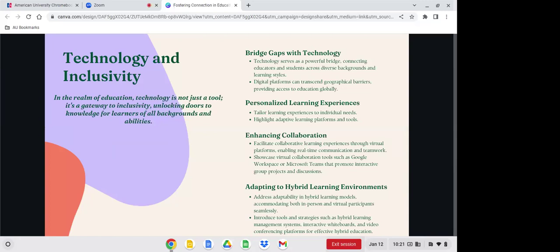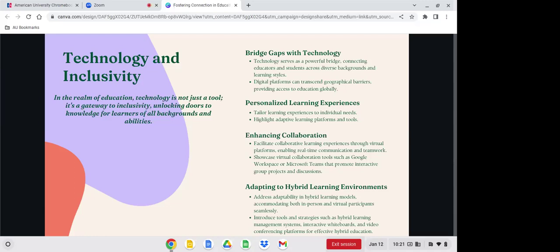So let's quickly go into the technology and inclusivity, because we know some people were asking about the technology part. So we got a brick, and I know this is small. I'm sorry. I'm going to share this out with you all, or have somebody do that, so you all have a connection to it. So one of the things is bridging the gap with technology.